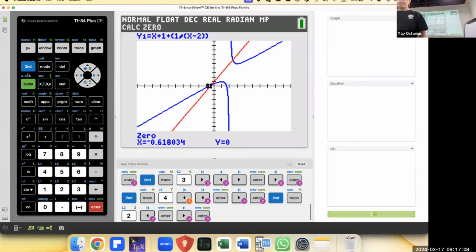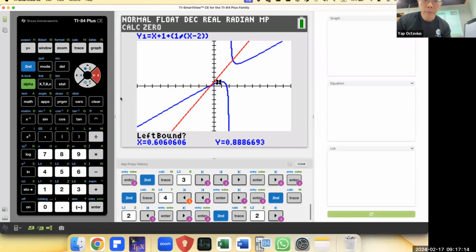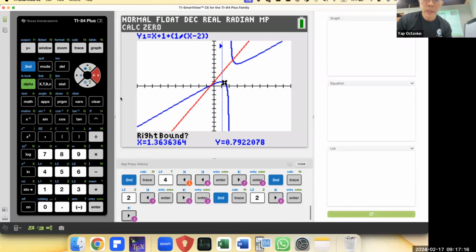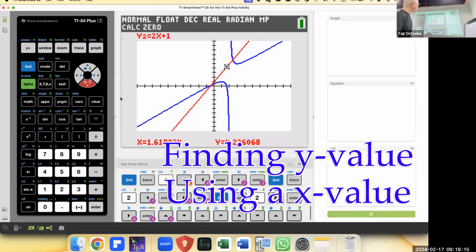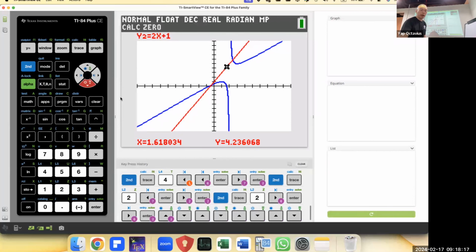Okay. You can find the second one. Second trace, number 2. So now let's go to the left bound of this, the right bound of this. There you go. You should get 1.61. Now that you have two curves, you can select in between the two curves. You can switch up, down, to switch between the curves. So you want to find the value maybe on this curve, when x is 2.